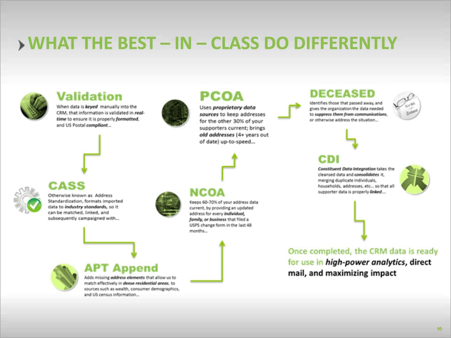Then the clients will run the data through NCOA, typically on a quarterly basis, making sure that the data makes it back into their database. From there, they run a PCOA service, a proprietary change of address service. Typically, NCOA catches about 70 to 75% of address moves annually. There's an additional 25% that are individuals that don't fill out a change of address card.